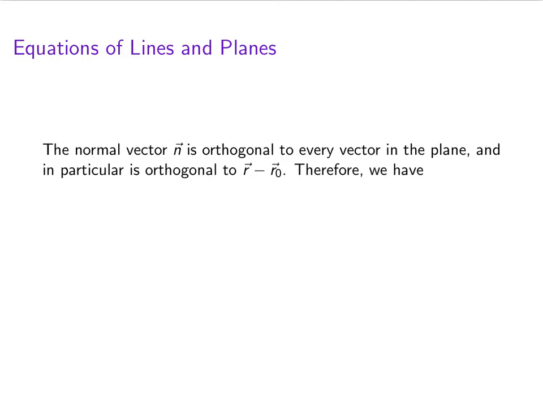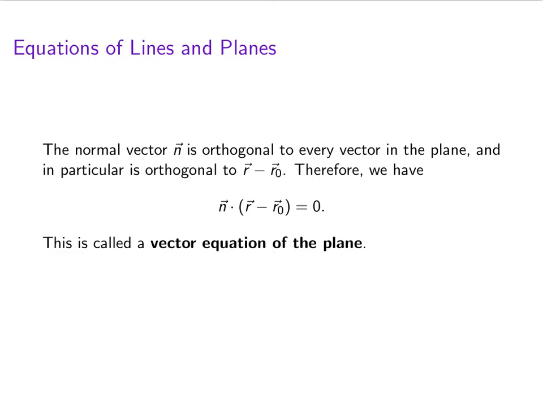And therefore, what we can write is that n dotted with r minus r0 is equal to 0. Remember, two vectors are orthogonal if and only if their dot product is 0. Now in this equation, n and r0 are fixed quantities. r is the thing that's allowed to vary, and that will vary and describe all the points in the plane. This is called a vector equation of the plane.